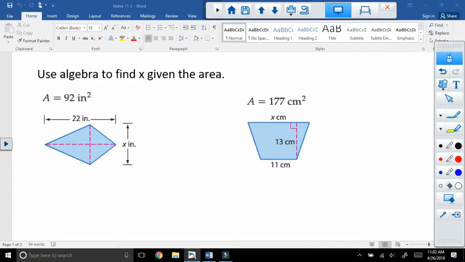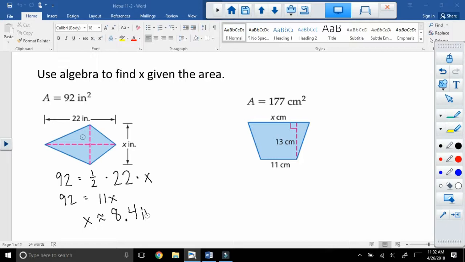Okay, and then these next ones, it says use algebra to find the given area. For this one here, it gives me the area is 92. So the formula is 92, the area equals half of the product of those two diagonals. The diagonals being 22 and x. So I'm just going to go through this and solve for x. So 92 divided by 11. And we're just going to have to round this. So x is approximately, we'll say, 8.4 inches.